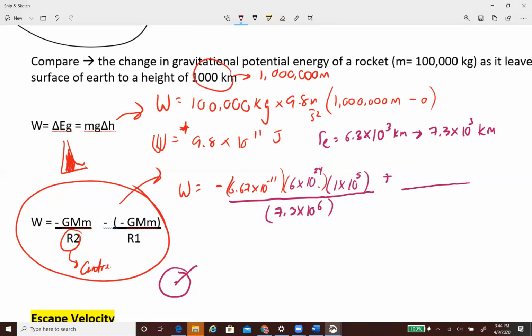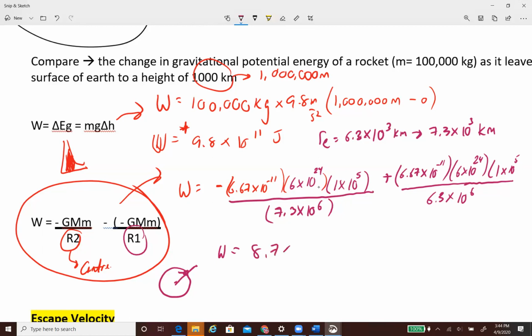second value, which is when it was at the surface of the Earth. So R1 being the surface of the Earth, okay? So it's going to be 6.67 times 10 to the minus 11 times the mass of the Earth times the mass of the rocket over R1, R1 being when it's at the surface of the Earth. Okay, so when we set it up like this, we get a different answer of about 8.7 times 10 to the 11 joules.